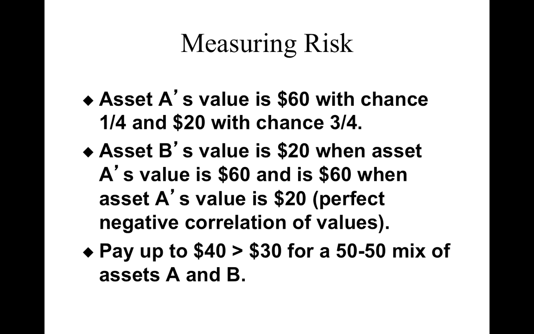Now let's say that asset B's value is $20 when asset A's value is $60, and is $60 when asset A's value is $20. Perfect negative correlation of values. So if you want to have both assets A and B, then how much should you pay for it? So it turns out that you would approximately pay $40, which is greater than $30, for a 50-50 mix of assets A and B.